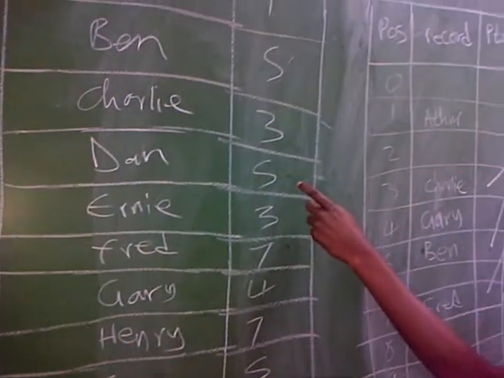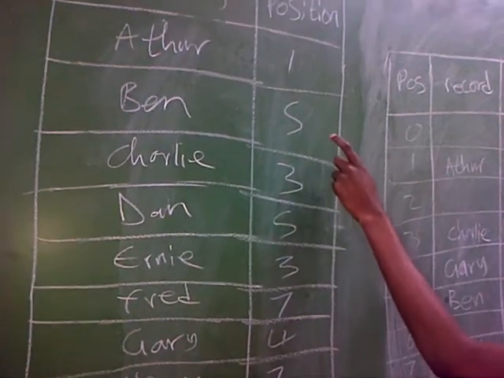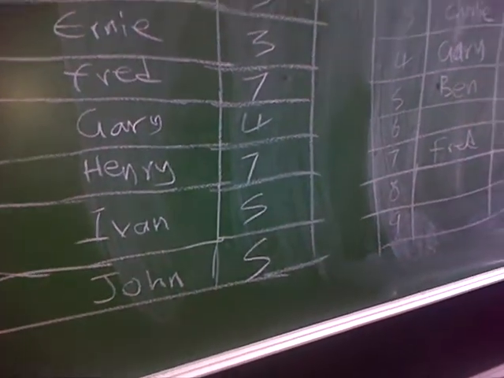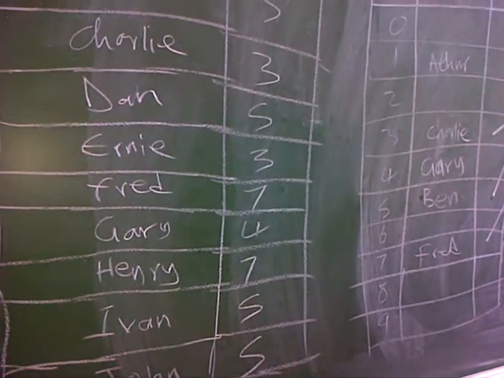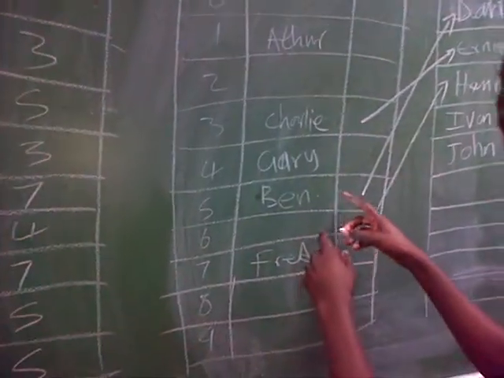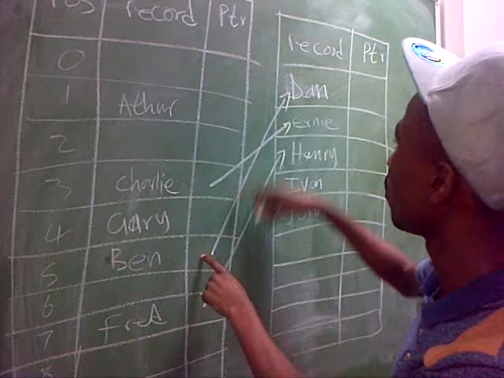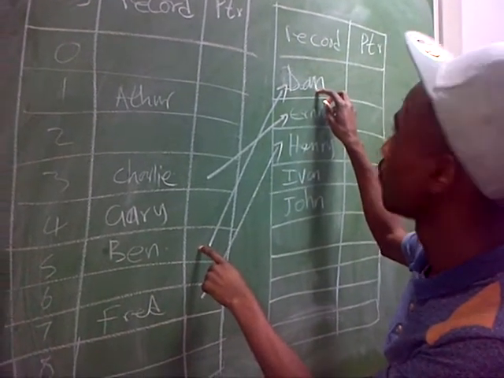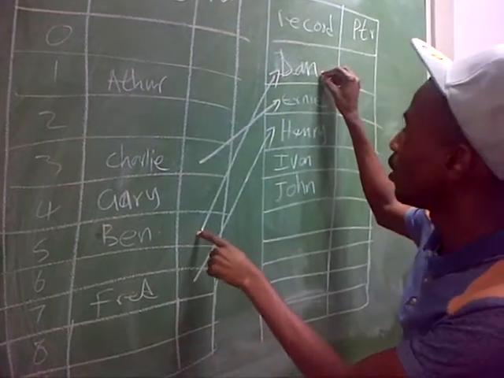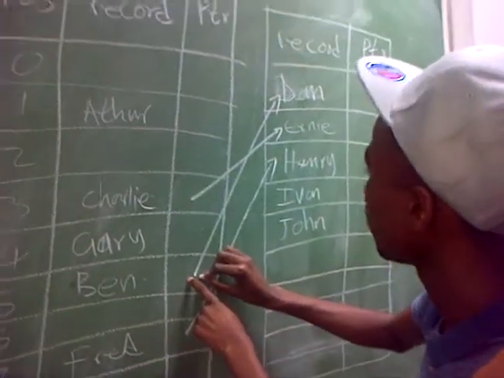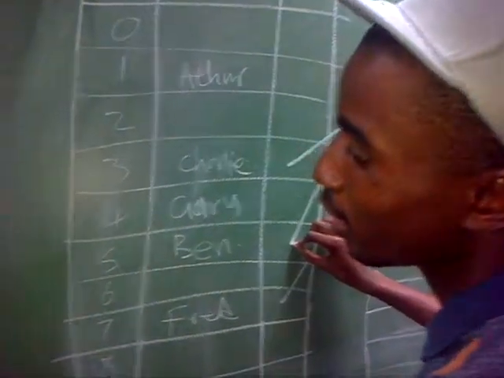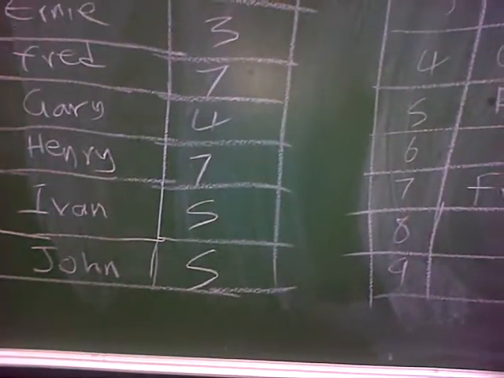We have another collision: Ben, Dan, Ivan, and John. Since we have 4 collisions here, it's going to go like this. Let's check. From Ben to Dan, right? Then from Dan, since we already made an arrow from here to here, we're not going to make an arrow from Ben to Ivan.